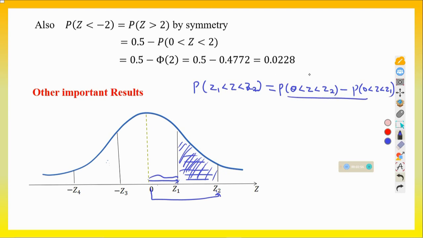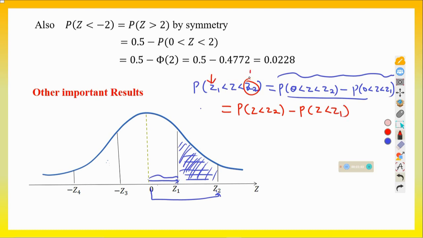But we might not need to go through all this process here. If I have this one here, I will always treat it in this way. So this is the probability of z1 less than z less than z2. What I would like you to do is, when you have such an expression with less than values, look at this value. This value is z2. So you will say this is the probability of z less than z2 minus the probability of z less than z1.